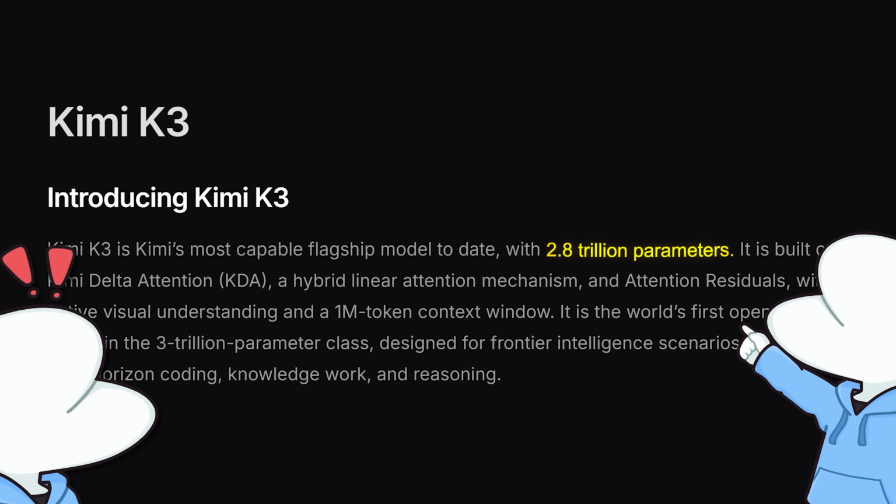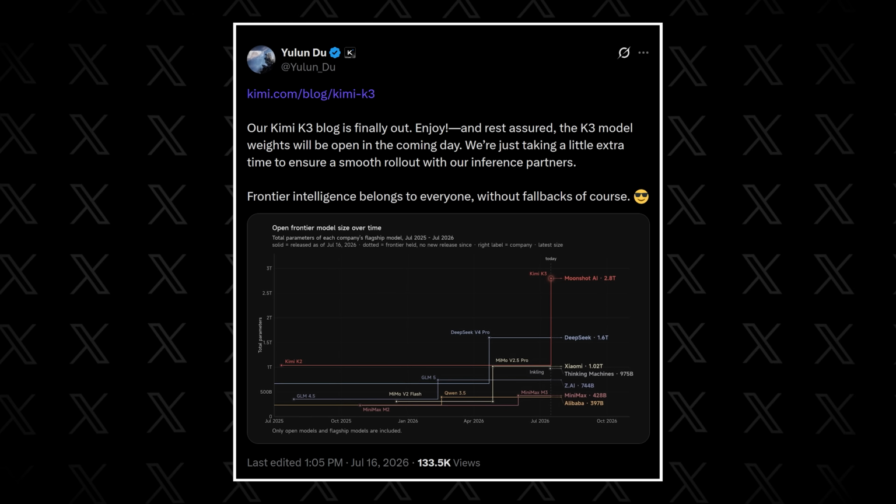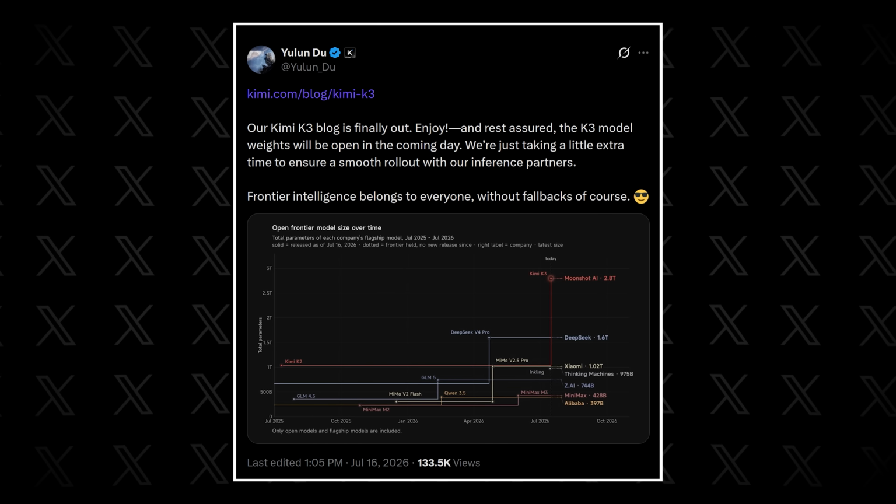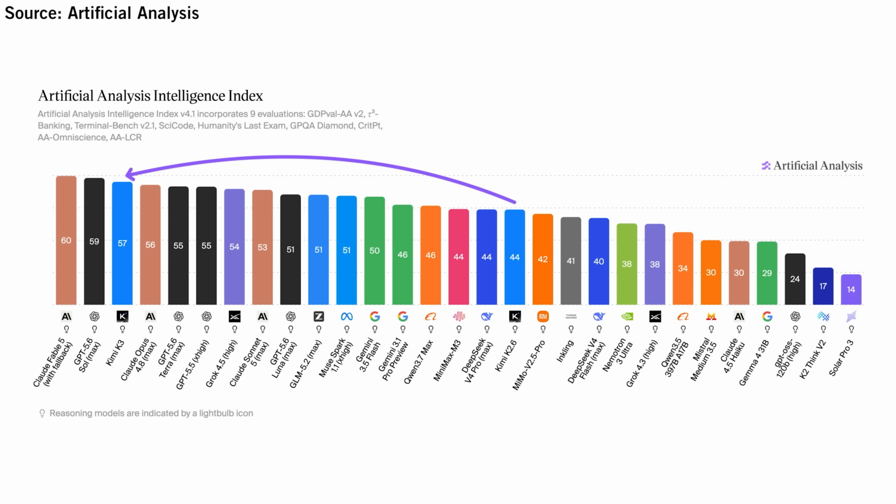I think the most crazy thing about this model is not just its performance, but also the immense size of this model. It has a staggering 2.8 trillion parameters, which is 75% more parameters than the previous largest open source model, that is DeepSeek V4. And can you believe the fact that the third best model in the world right now is open weights?